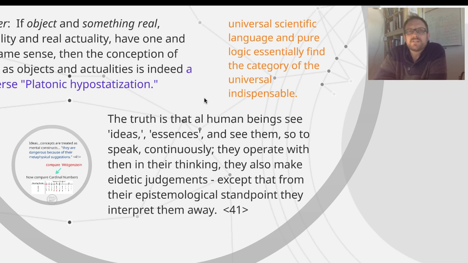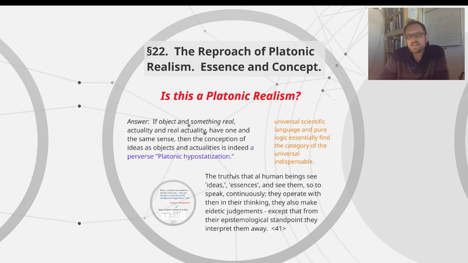One of the things he says is that universal scientific language and logic essentially find the category of the universal indispensable, right? And that's important here, because to talk about an essence is to talk about something that's universal. Take the idea or the essence of a couch, right? What is a couch? Whatever definition I give to the term couch should be universal, in the sense that all of the objects in my experience, this couch, and this couch, all of these specific objects, fit my essential conception, right? That means that in order to even use terms, I need this category of the universal. And so scientific language and logic necessarily presuppose this as a precondition for science itself.